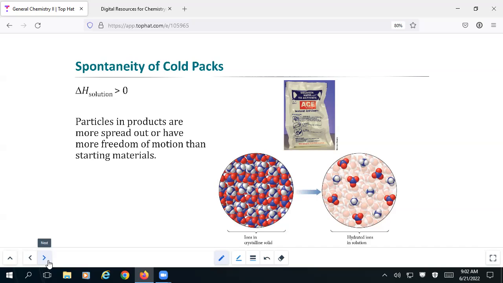What the slide shows us is that there's something else going on in these kinds of reactions. It has to do with something called freedom of motion. In the ice pack, we started with a very compact array of these ions in a crystalline solid. And when we broke the barrier between the aqueous layer and the salt layer, they now form this solution. In this solution, we can see there's a lot more space between the ions.